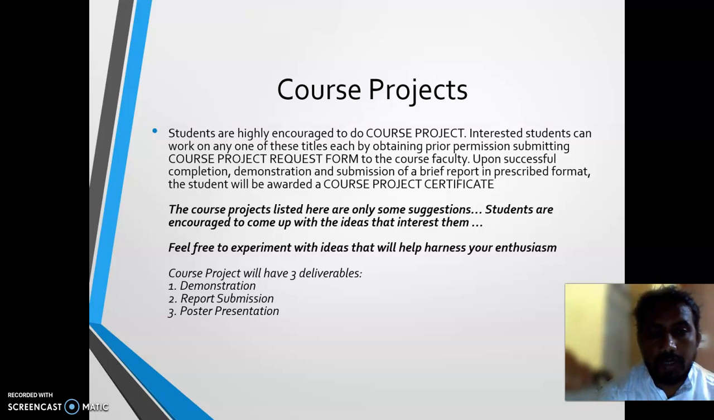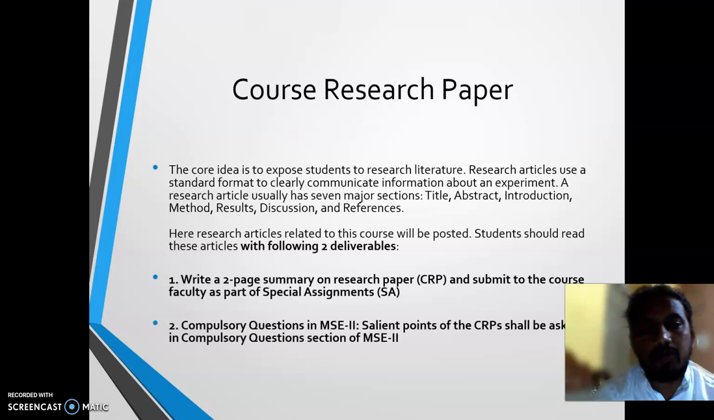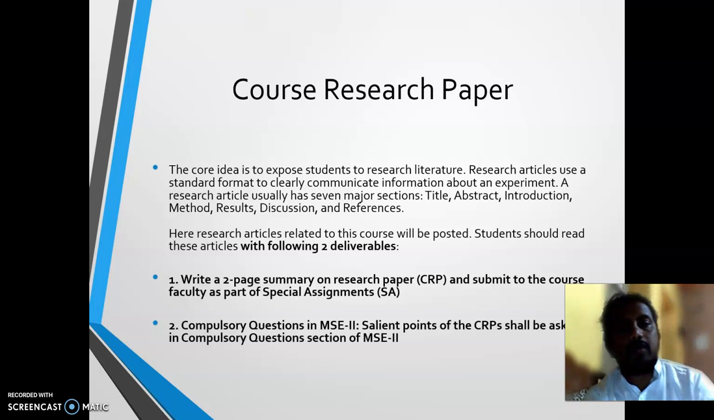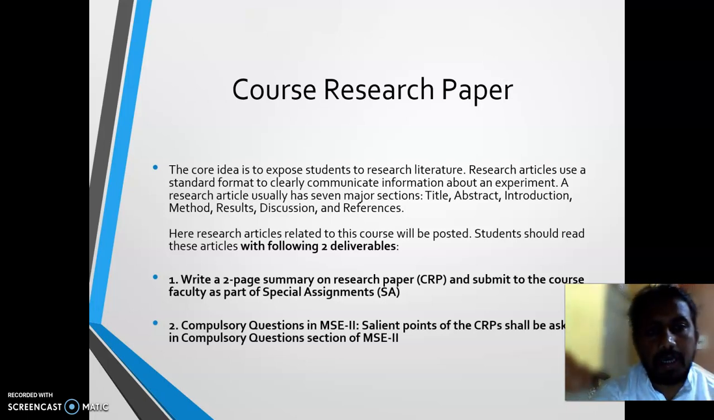Once you select and do a course project, you need to go for the demonstration, report submission, and a post presentation. If you do these three things, the course project certificate would be awarded to you. That would be it. Next, there are two things additional to the course projects: one is a course research paper, and the other is a course patent.